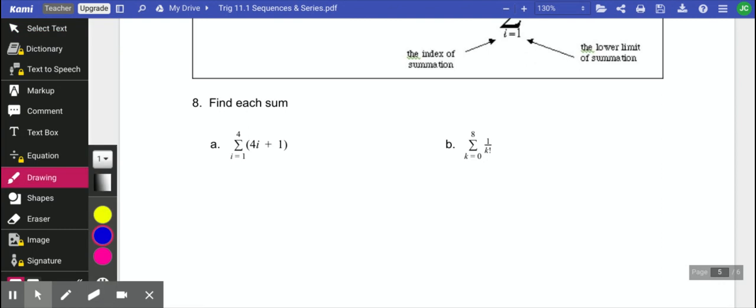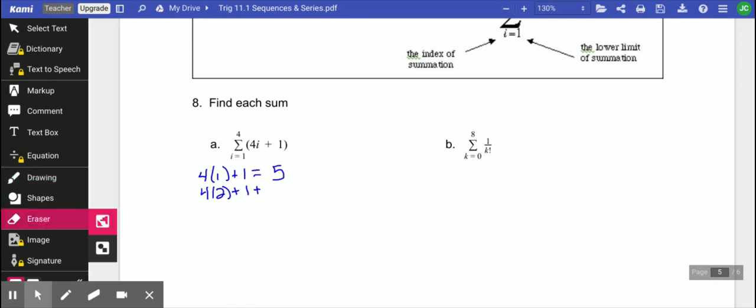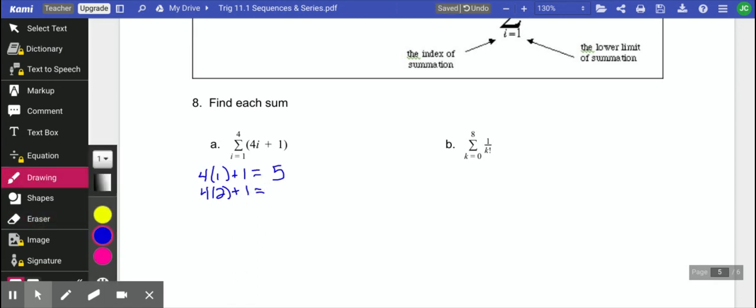So what this is saying is we're going to start with 1, and we're going to plug in 1. So we get 4, we're going to plug in 1, and we get 5. And then we're going to plug in 2. Oops, that was an equal sign, sorry. And then we're going to plug in 3. And then we're going to plug in 4. So these are all the terms, and then sigma means we're going to add them up. So 44, I hope, is the answer.